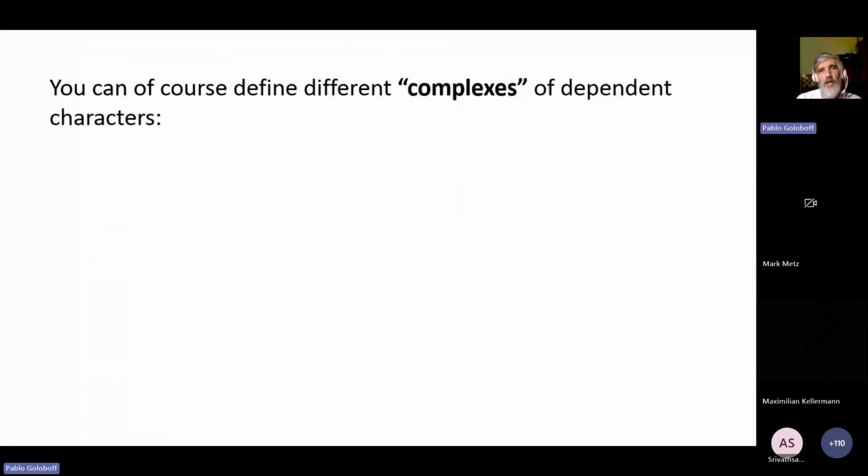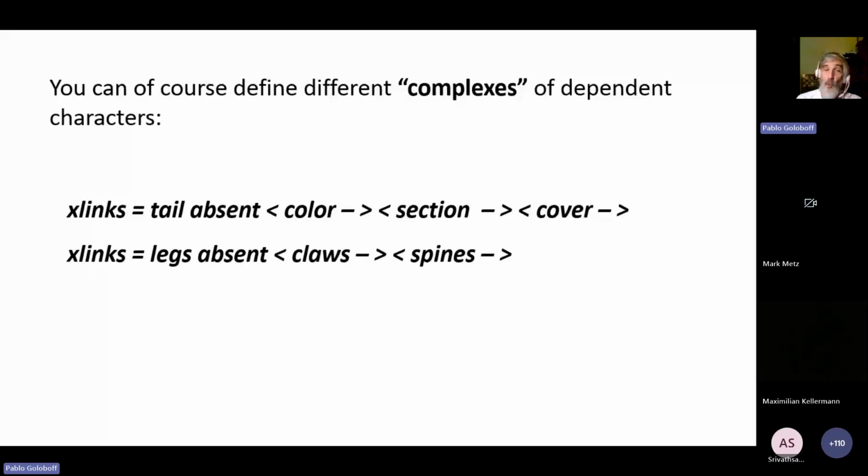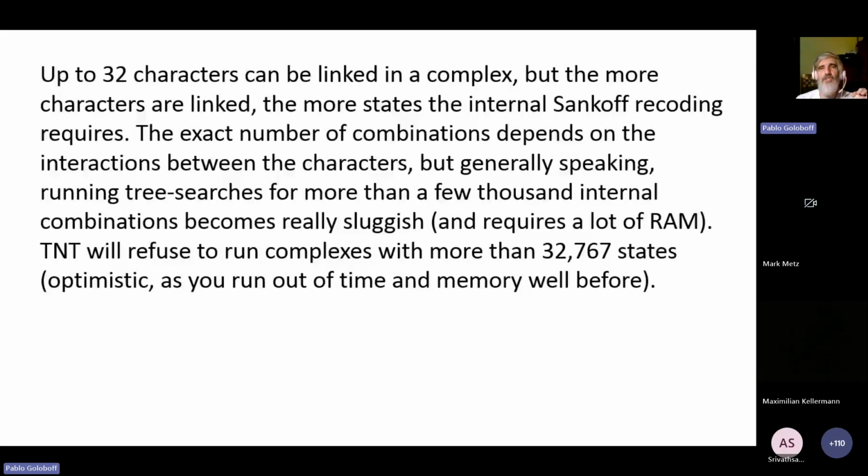Of course, you can define different complexes of dependent characters. For example, you can say that when the tail is absent, the color, the section, and the cover are all inapplicable, and when the legs are absent, the claws in the fingers, and the spines in wherever are also inapplicable. So this creates internally two complexes, one for tail, color, section, and cover, and the other complex for legs, claws, and spines. You can link up to 32 characters in a complex, but the more characters that are linked, the more states the internal recoding requires, because you have to do all the combinations between characters and states.